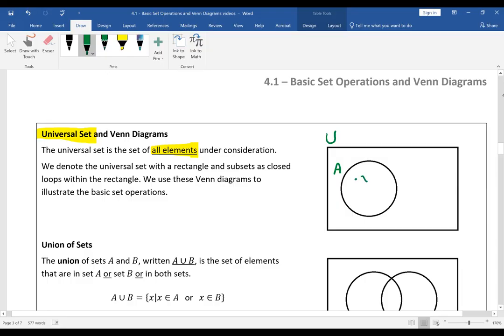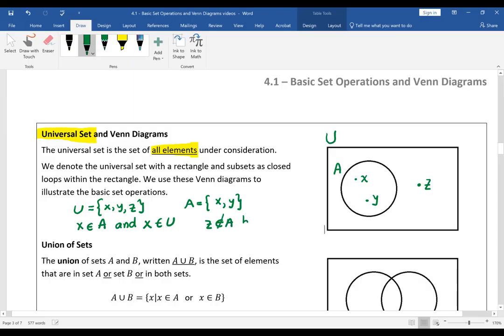I'm going to assume that A has two elements, X and Y, and then we have a third element out here, Z. So as we can see, U has three elements, X, Y, and Z. The subset A has only two elements, X and Y. So we can write that as X belongs to A and X belongs to U. X is part of both the universal set and the subset A. But Z doesn't belong to A, it's not part of A, but Z is part of U.